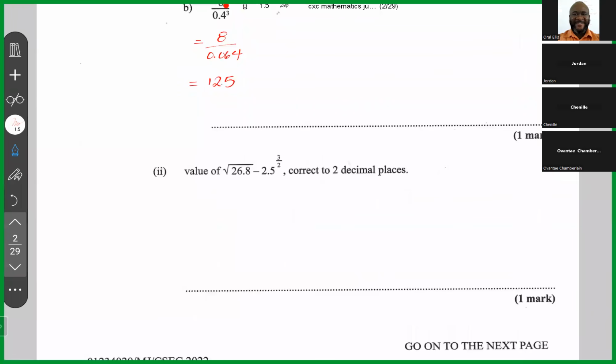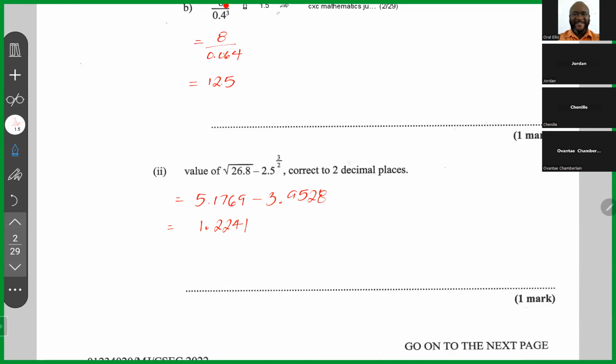Part II, find the value of the square root of 26.8 minus 2.5 raised to the power 3/2. Using a calculator, the square root of 26.8 is 5.1769, minus 2.5 raised to the 3/2 power, which is 3.9528. When you subtract, I'm going to get 1.2241.